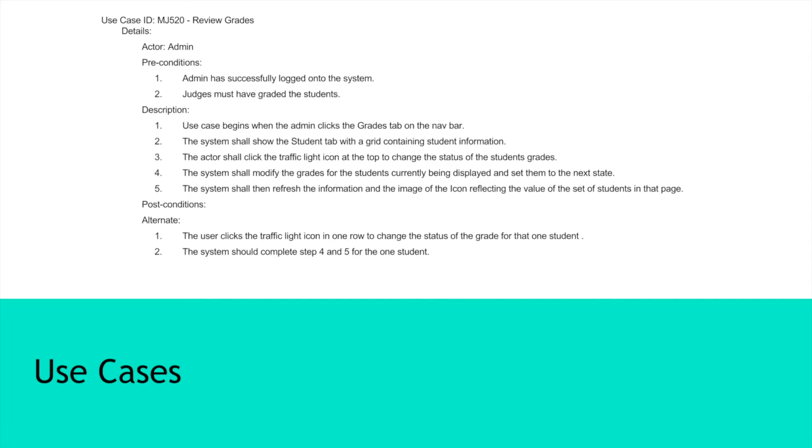An alternate route for this use case is that the administrator doesn't want to change the status for the grades for all the students. He wants to change the status for only one student. He can click on the traffic light icon for one row for one student, and this will only change the grade for that student. And the system should complete steps 4 and 5 for the student that the icon was clicked.